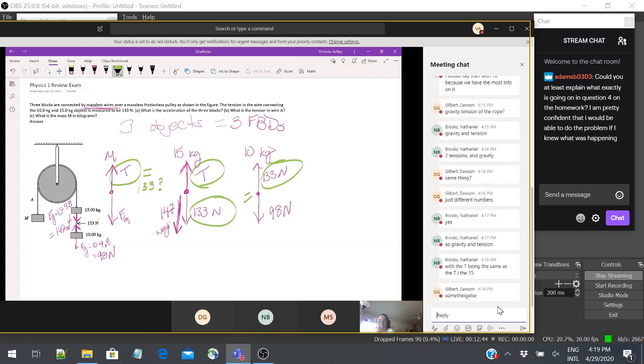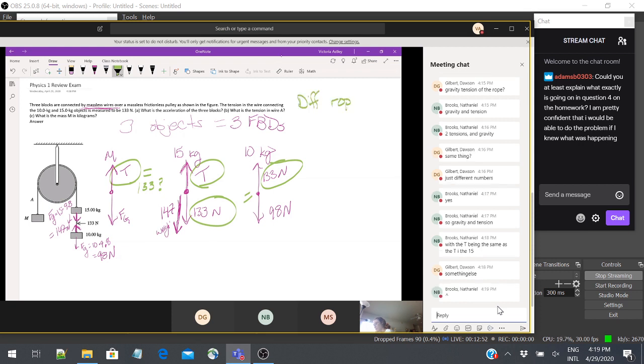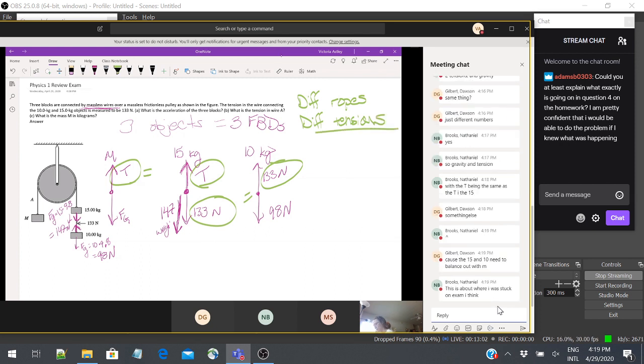Something else. Good. Because this is a different rope, right? Different ropes have different tensions. Okay, so we know it's not 133. We have some beautiful free body diagrams. If you got this far, hopefully you got a bunch of partial credit. This is about where you were stuck.